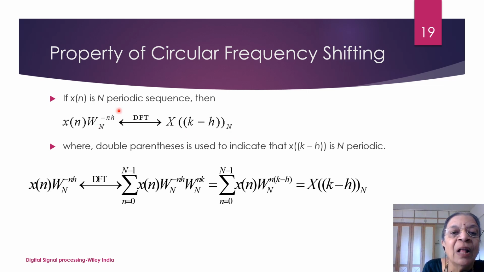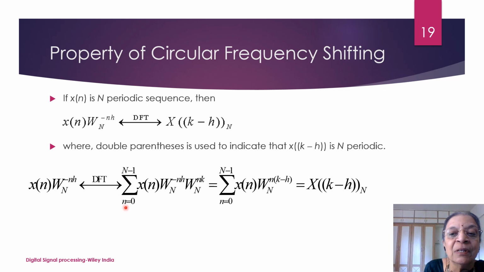Now, what will happen to the time domain sequence? The time domain sequence will be multiplied by W_N raised to minus nh. So there will be a phase shift in the time sequence. Because of the phase shift, the corresponding input signal will not remain real, it will be complex. And when x(n) is not real, the corresponding DFT will not show any complex conjugate property. Here double parenthesis is used to indicate that X of (k minus h) is N periodic.